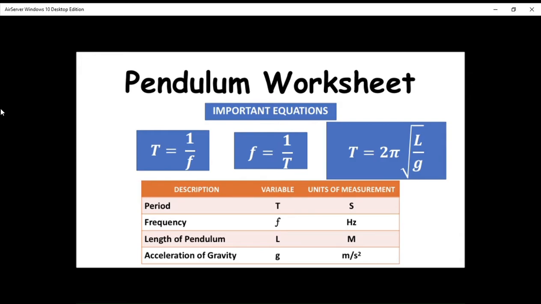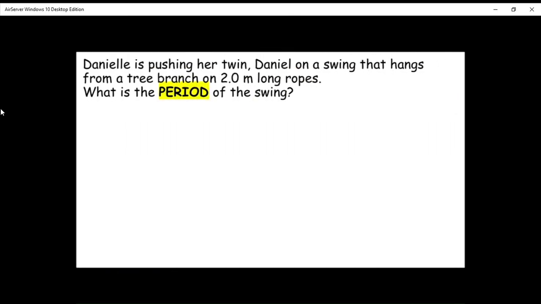First problem. Danielle is pushing her twin Daniel on a swing that hangs from a tree branch on 2 meter long ropes. What is the period of this swing? Your job is to give it a try.